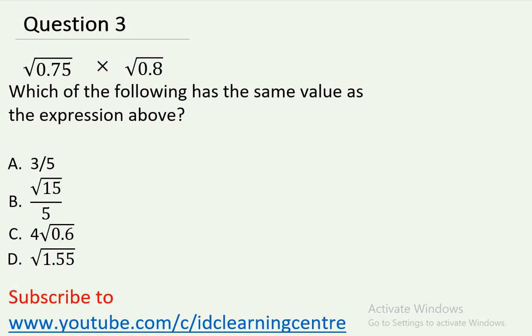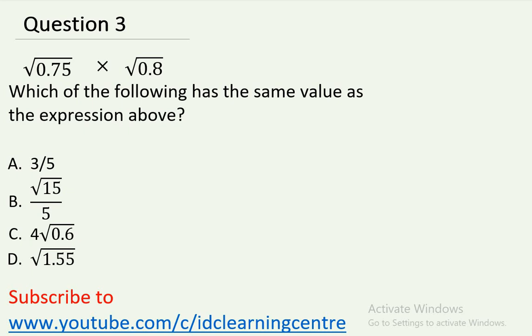Alright, the third question says square root of 0.75 times square root of 0.8. Which of the following has the same value as the expression above? Is it A, 3 out of 5, or B, square root of 15 out of 5, or C, 4 root 0.6, or D, root 1.55? Whenever you see decimals that do not simplify, change them to an equivalent form, such as fractions, then you simplify.